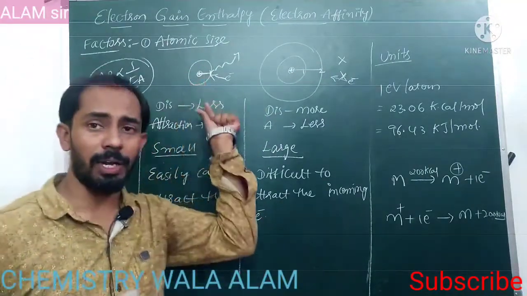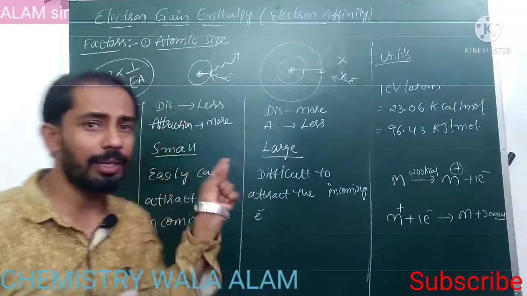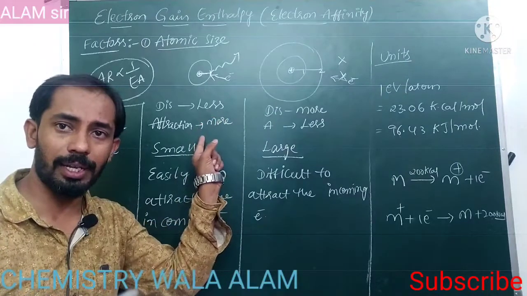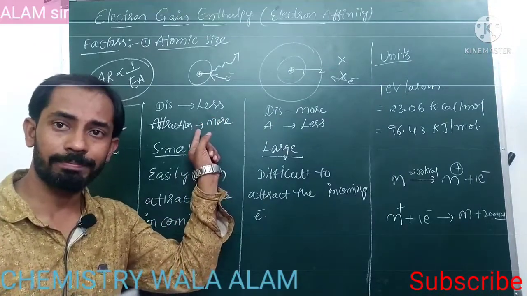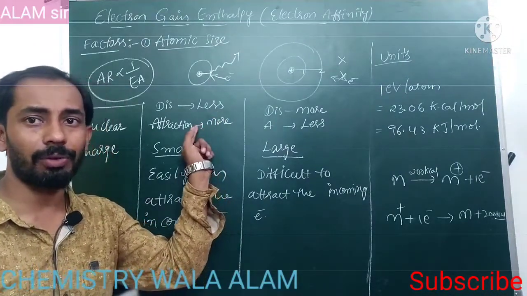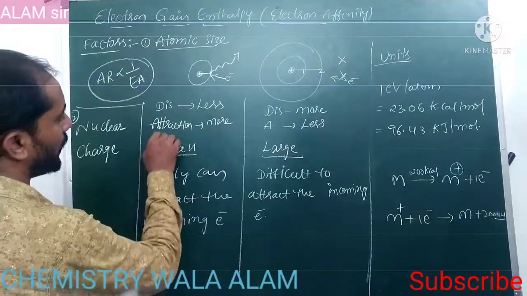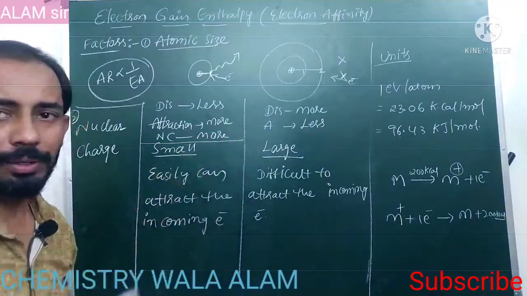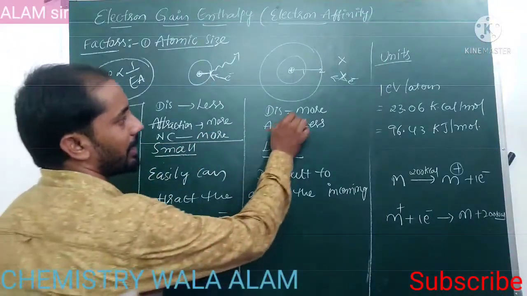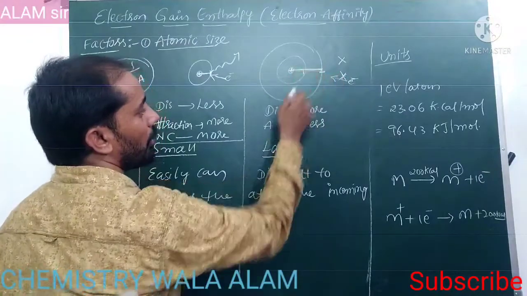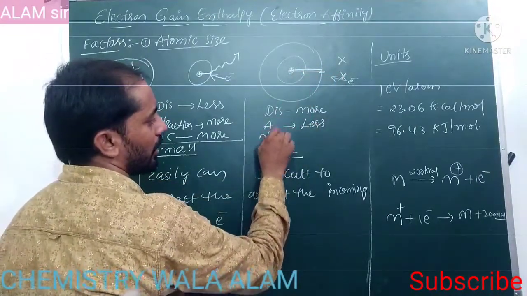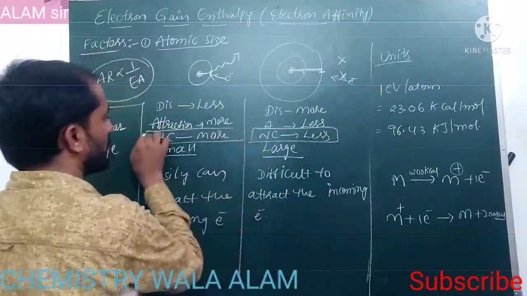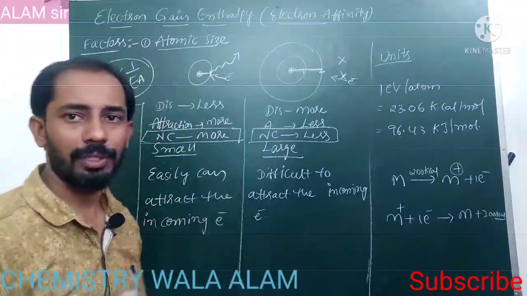If the atom is small, distances are less. If distances are less, attractions are more, and that is nothing but the nuclear charge being more. Here distances are more. If distances are more, attractions are less, and with attractions less, the nuclear charge is also less.